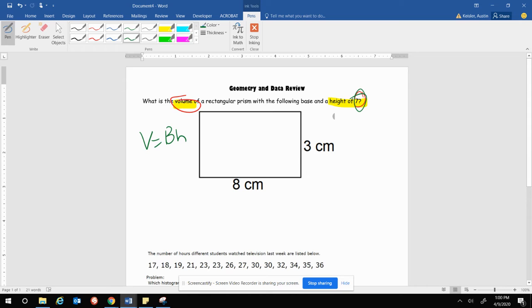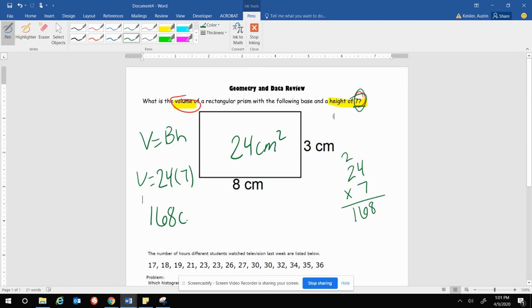So the easiest way to do that, I know 8 times 3 is 24 centimeters squared. That's my area of the base. I'm not done yet. I'm going to multiply that by 7. I'm going to plug it in my formula since 7 was the height. So now over here, I'm going to do 24 times 7. 7 times 4 is 28, and 7 times 2 is 14. If I add another 2, I get 16. So my answer is 168 centimeters cubed.